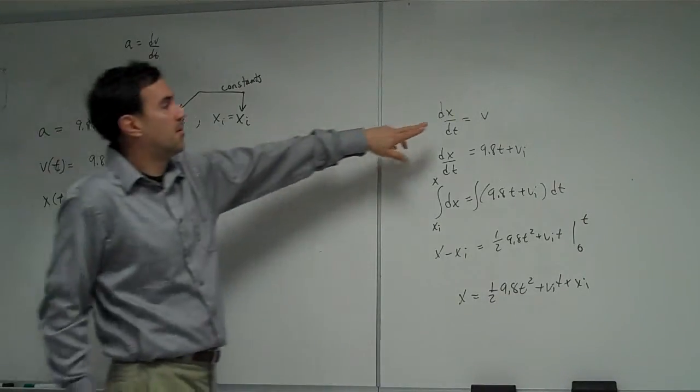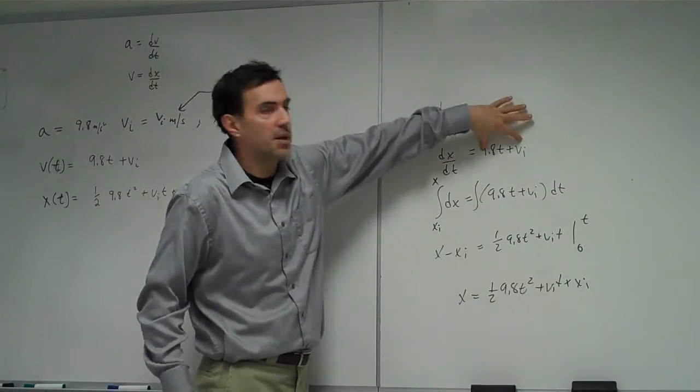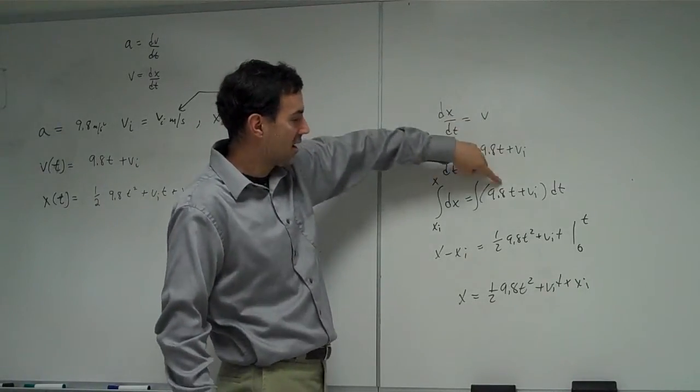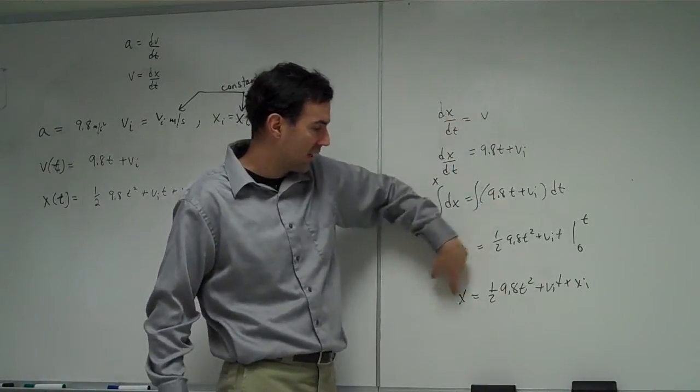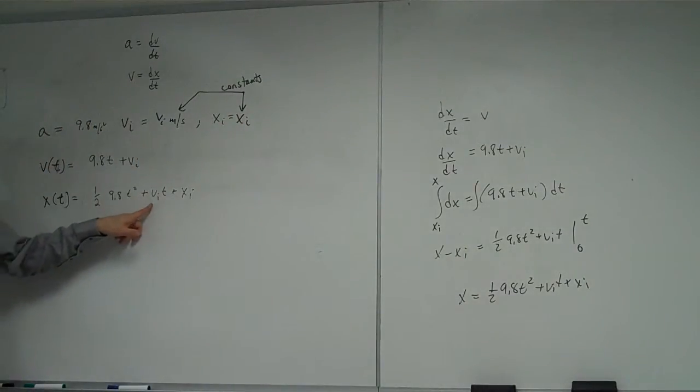To do the next part, I write velocity is dx/dt. For velocity, I replace what I already have, multiply by the dt, integrate both sides, plug in my limits, and I get x is 1/2 times 9.8 t squared plus v initial times t plus xi. Okay. This equation, I think, probably looks familiar to a lot of you.